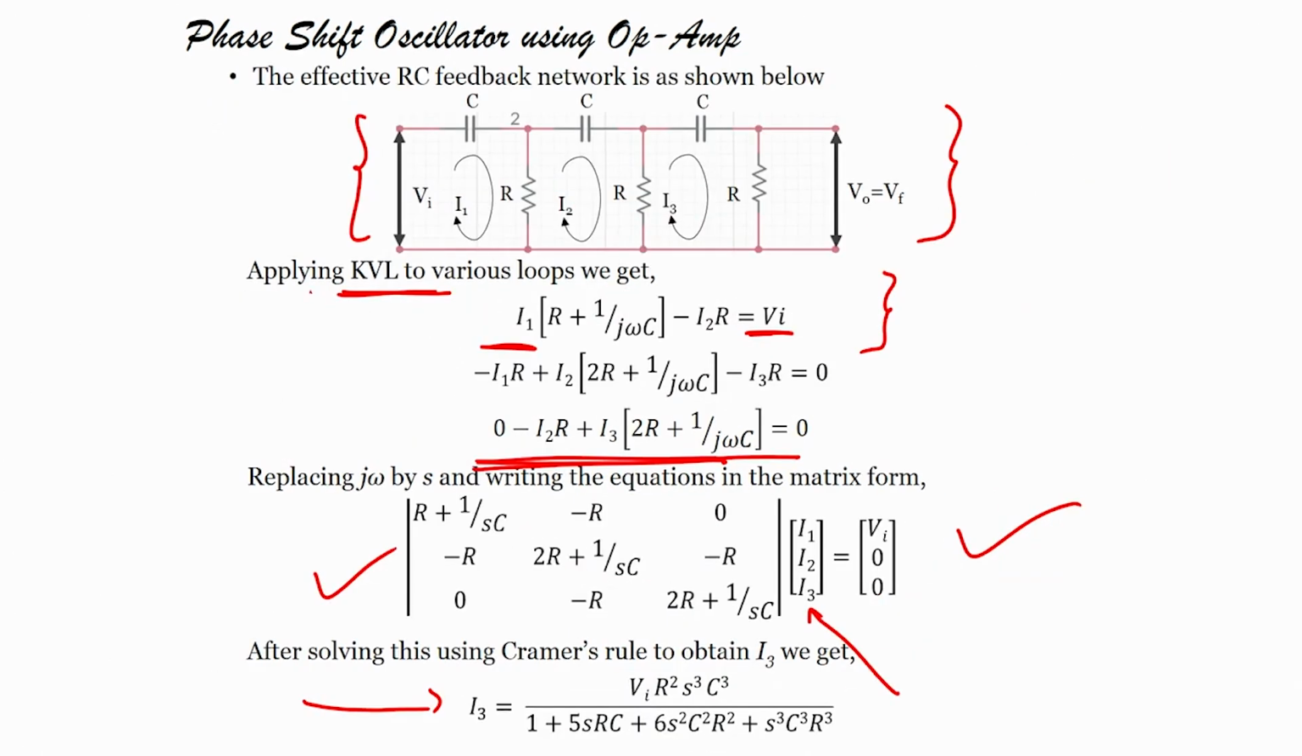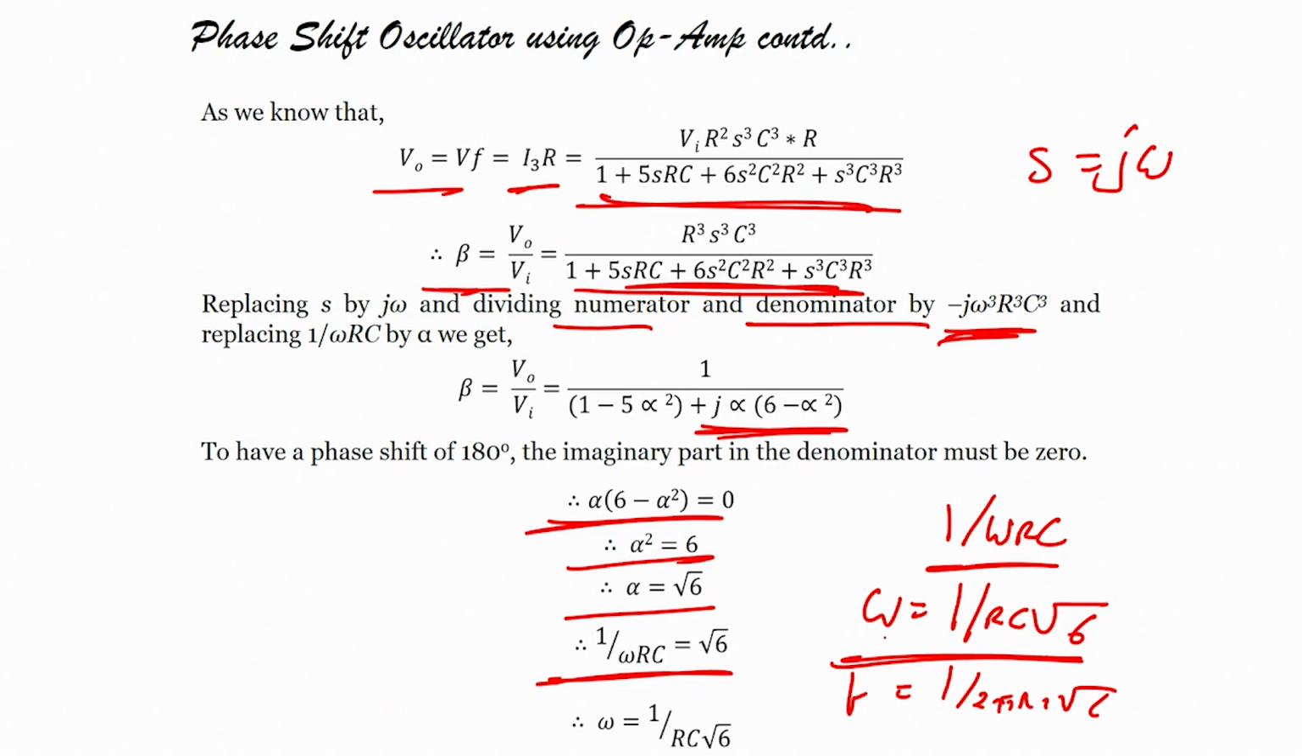See, from here applying KVL, what do we get? We get this equation. Now, if we rewrite the equation in matrix form, we get this equation. From here, using Cramer's rule, we can get I3. Once we get I3, we can get VO. From VO we can get beta. From beta we can get the value which is this.